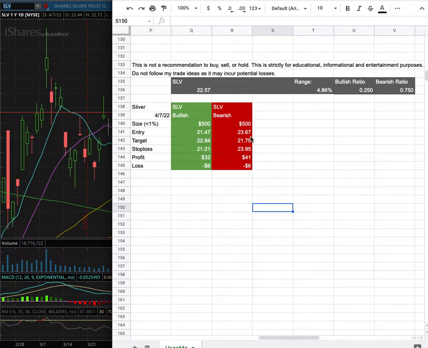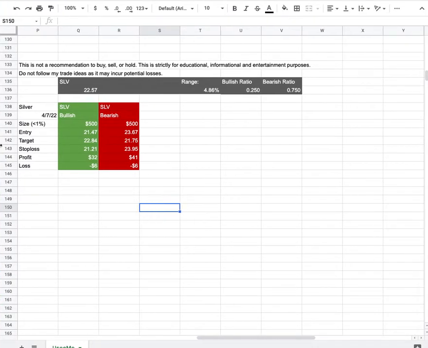However, if I were to open a short position, my entry is at $23.67, and that is this range here. My sell target is at $21.75. My stop loss is at $23.95. So whichever entry price were to hit first, that'll be my position of the week.